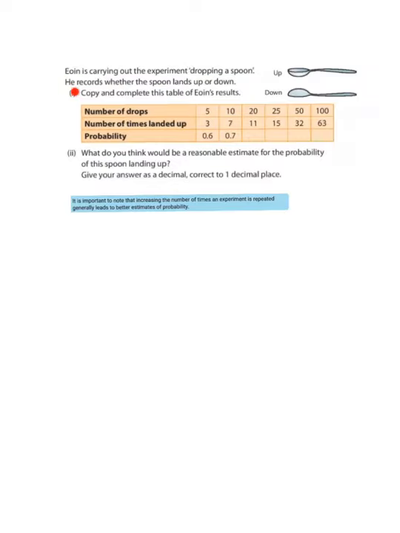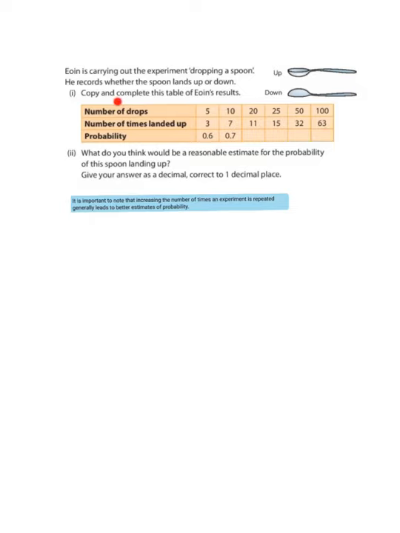So this question here will be our final example. So Owen is carrying out an experiment dropping a spoon. He records whether the spoon lands up or down. Copy and complete this table for Owen's results. So the number of drops, or the number of trials that he's done, is 5, 10, 20, 25, 50 and 100. And the number of times it landed up was 3, 7, 11, 15, 32 and 63.